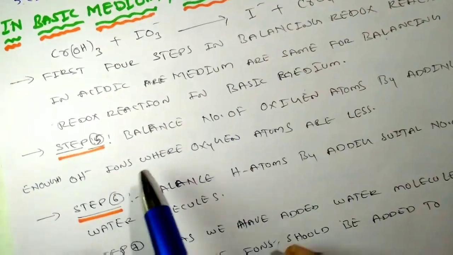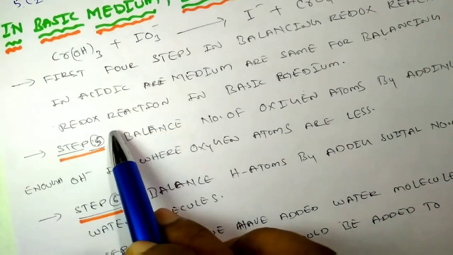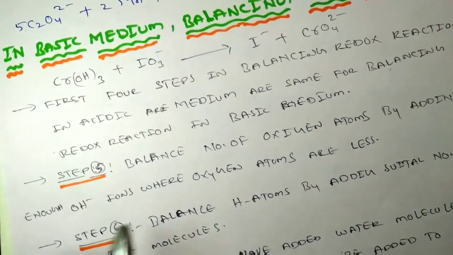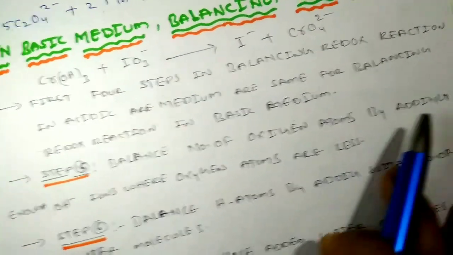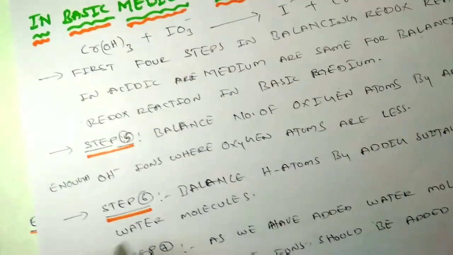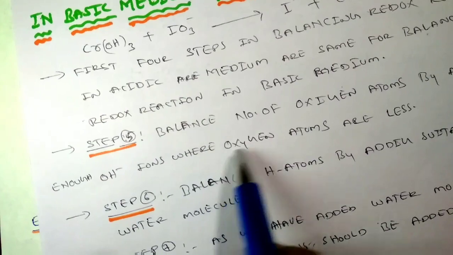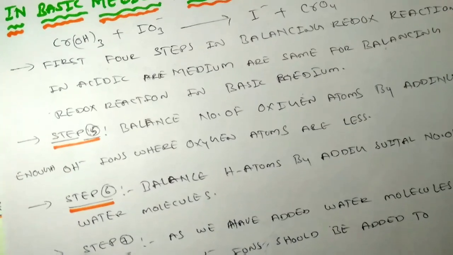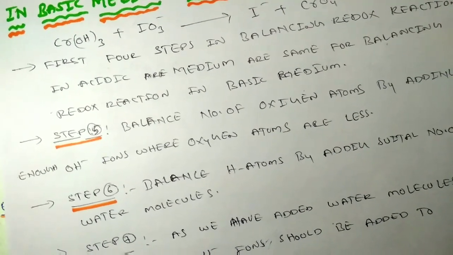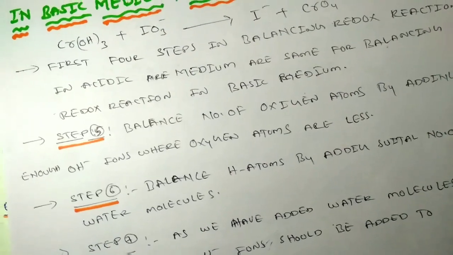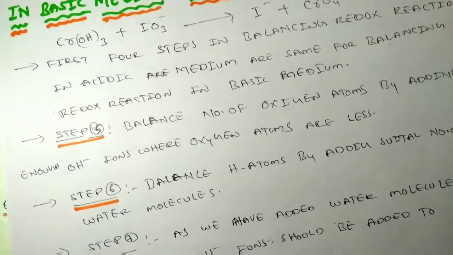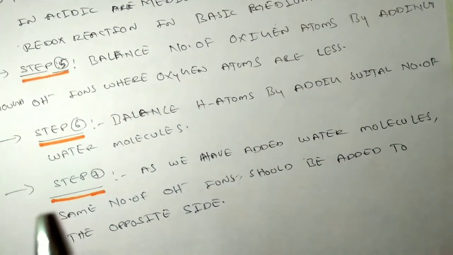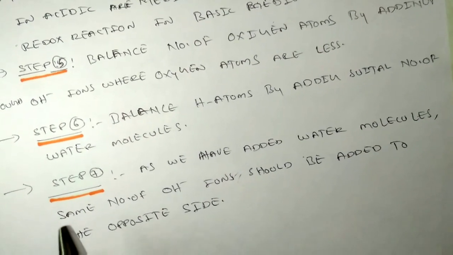Now let us see step 5. The same steps will be used as we have used in balancing redox reactions. Step 5: balance the number of oxygen atoms by adding enough OH minus ions where oxygen atoms are less. So in order to balance oxygen atoms, we have to add OH minus ions where you have fewer oxygen atoms. Even this we will understand clearly when we balance the example.